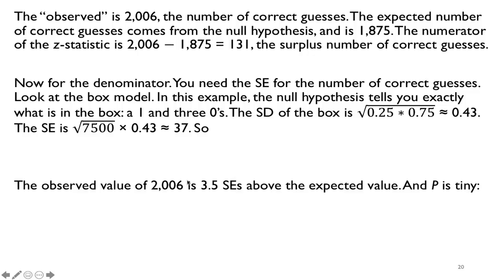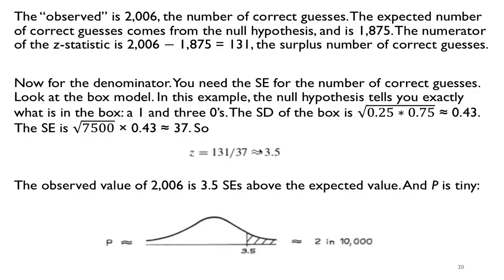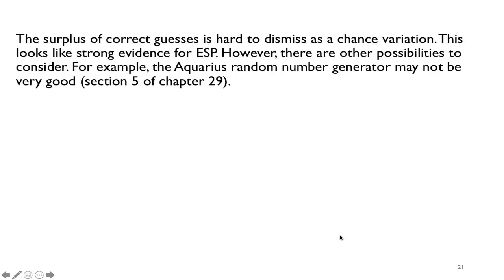So that means that the 2006 is actually 3.5 SE above the expected value, because 131 is the difference between the observed and the expected. 131 divided by 37 is 3.5 SE above the average. And so that's very unlikely. If you look at the Z table, the area to the right of 3.5 or higher is 2 in 10,000. So that means the surplus in correct guesses is hard to dismiss as chance. If they were just guessing, it's very unlikely to get 2006 correct.